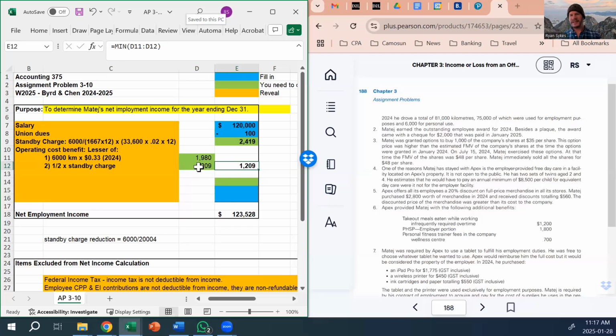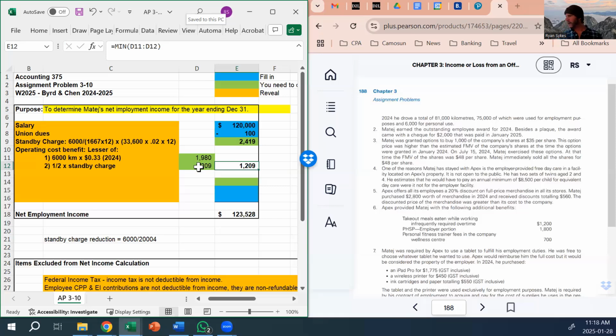That increases this guy's income. So the standby charge, again, is a benefit that increases the income. We have an operating cost benefit as well, which again will increase his income. And then we can move on. That's all we need to know about the automobile. We can move on to our next little piece here, which is point 2.